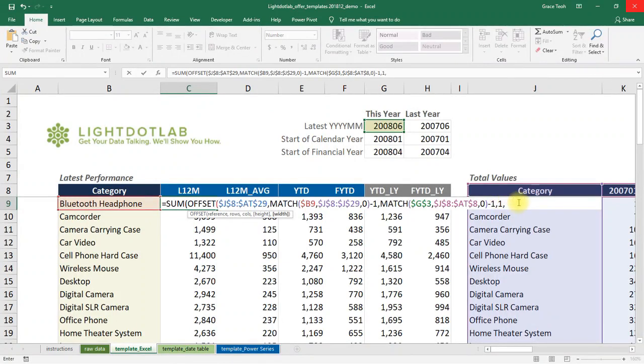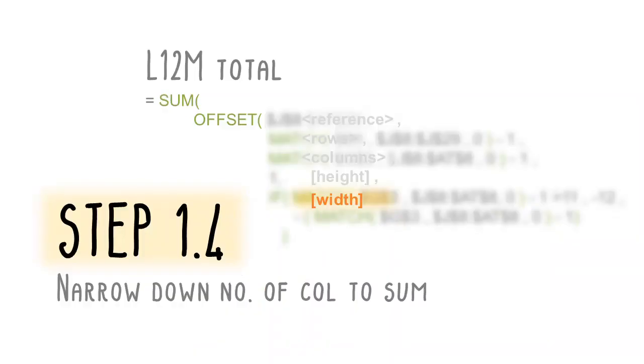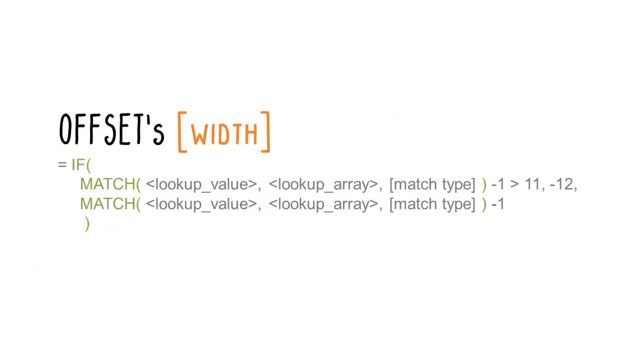The last step to get rolling last 12 months total is to narrow down the number of columns to sum within the range. Following step 1.3, you might be tempted to set width equal to -12 to narrow the selected range to be 12 columns left of the anchor column, including itself. The trouble is, sometimes your selected date might be near your start of available data, such that there aren't 12 months to sum up. Hence, we use a combination of if and match functions to account for such situations.